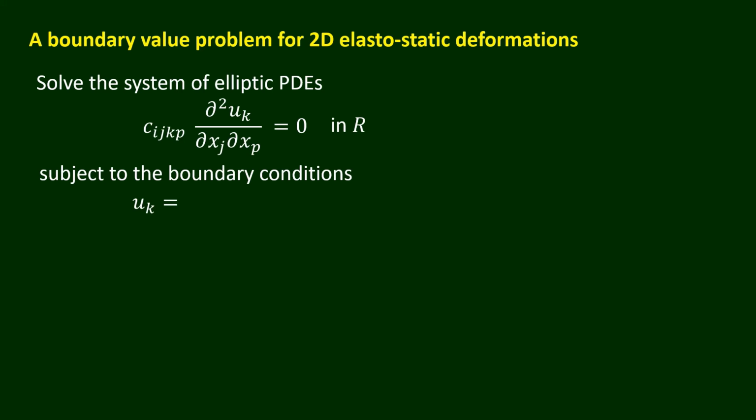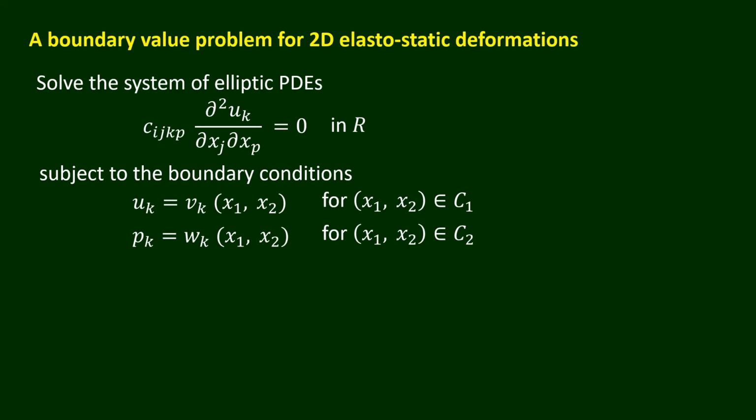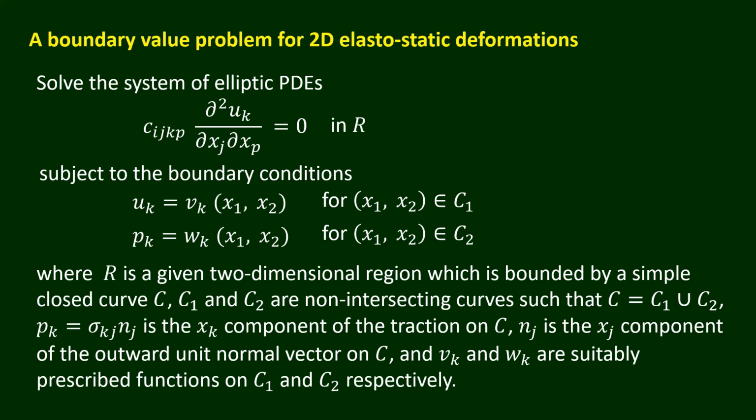u_k = v_k(x1, x2) on C1, and p_k = w_k(x1, x2) on C2, where R is a given two-dimensional region, which is bounded by a simple closed curve C. C1 and C2 are non-intersecting curves such that C equals C1 union C2. p_k = σ_kj n_j is the x_k component of the traction on C, and n_j is the x_j component of the outward unit normal vector on C. v_k and w_k are suitably prescribed functions on C1 and C2 respectively.